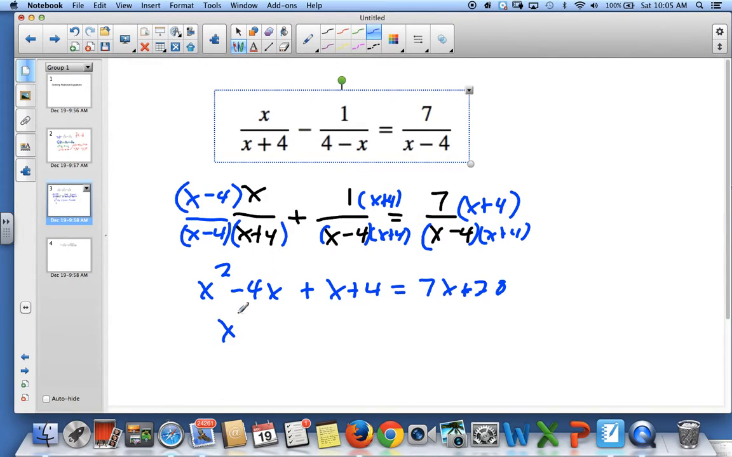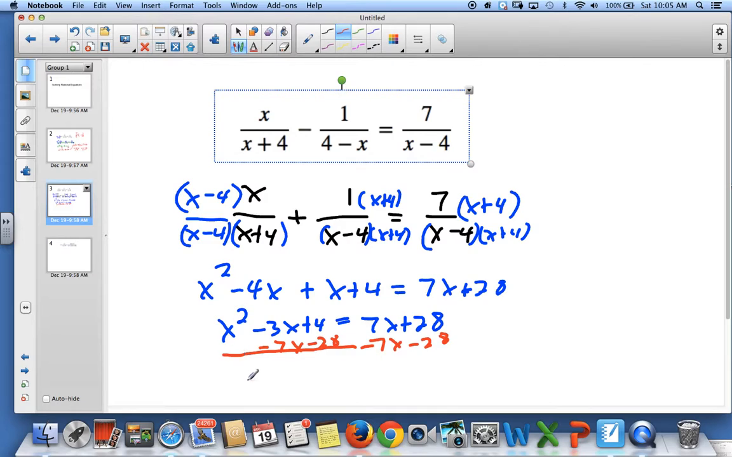So that becomes x squared minus 3x plus 4 equals 7x plus 28. Let's combine. I'm going to get rid of this 7x. It's a quadratic, so I want to set one side equal to 0. So minus 7x and at the same time minus 28. So I'm going to say minus 7x minus 28.